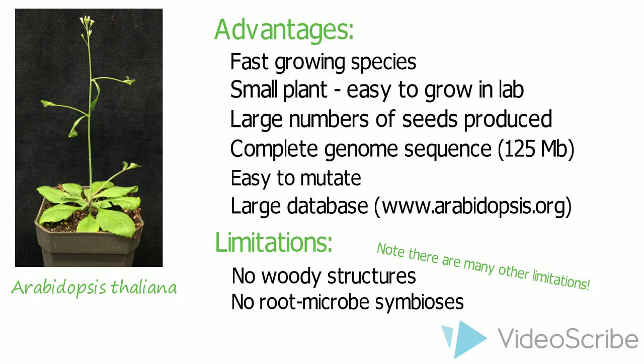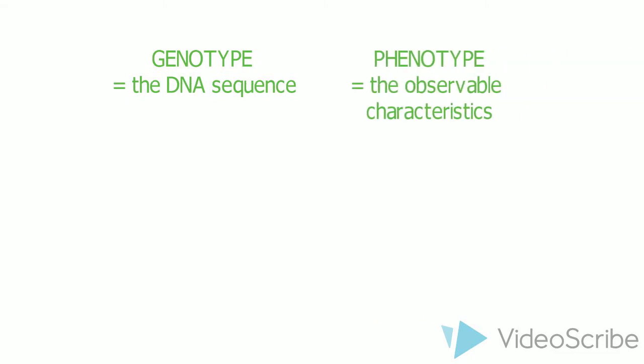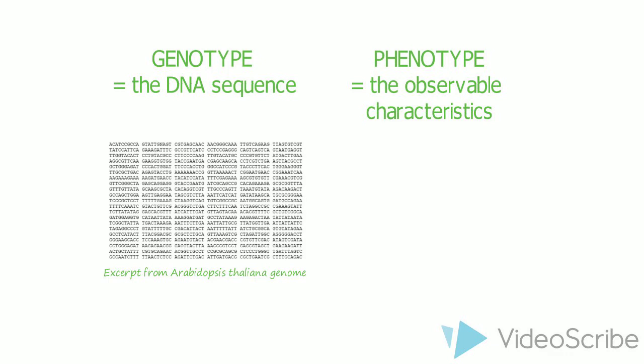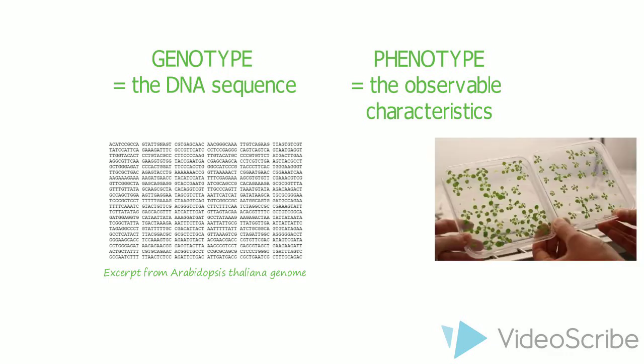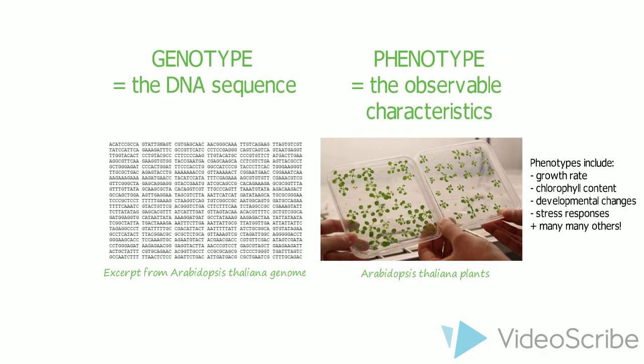Using these model organisms, we can discover the relationship between the genotype of a plant and its phenotype. So the specific DNA sequence of an organism is known as its genotype, and the phenotype is the observable characteristics. In these practicals, you're going to determine the effects of a change in the genotype on the phenotype of your plants. So we're going to be measuring things like growth rate, chlorophyll content, epidermal development, and stress responses to characterize the phenotype of your mutants.